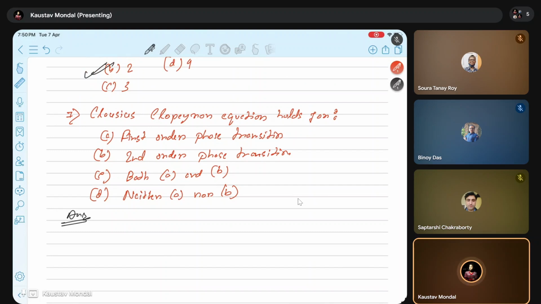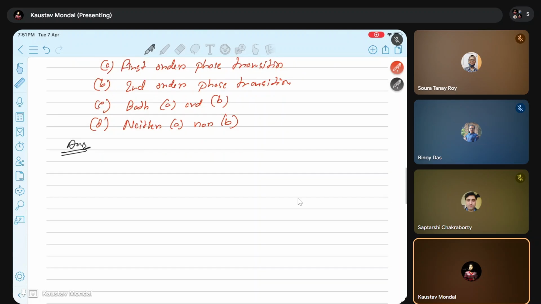So as you know, Clausius-Clapeyron's equation only holds for first order phase transition, that you already know, right? For second order phase transition, there is the Ehrenfest equation. Okay. So the correct option is option A.